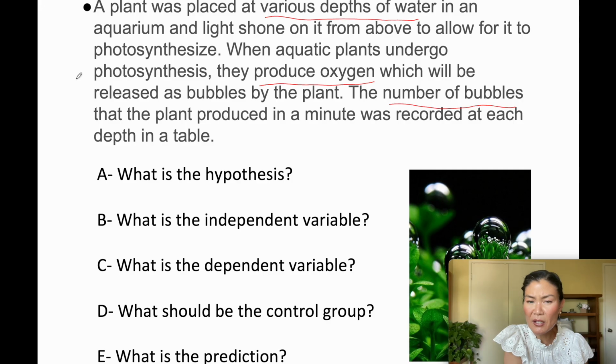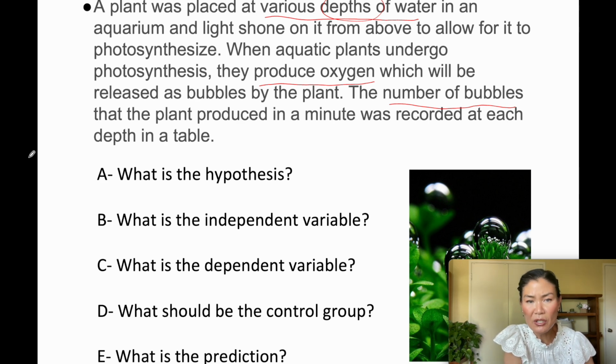And so what should be the control group? This one's a little bit tricky because we are placing the plant at various depths. So you could choose one of those depths, you could choose one of them and use it as a control, as a comparison for all the other depths of water. Maybe either higher up or deeper down in the water, okay? But the control group would be one that you would choose as a comparison.